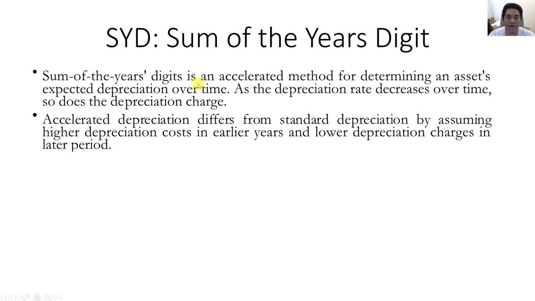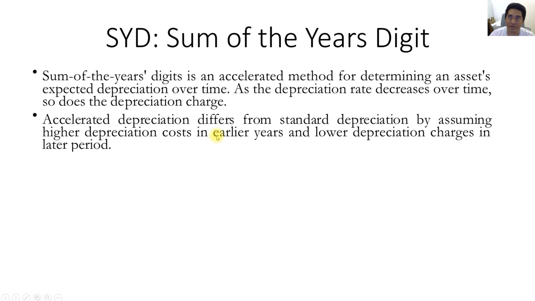Sum of the year's digit is an accelerated method for determining an asset's expected depreciation over time, using the sum of the years. That's basically why it is called the sum of the year's digit. As the depreciation rate decreases over time, so does the depreciation charge. Accelerated depreciation differs from standard depreciation by assuming higher depreciation cost in earlier years and lower depreciation charges in the later period. So, as the definition says, we have the sum of the years digit based on the sum of the years the depreciation will take place.